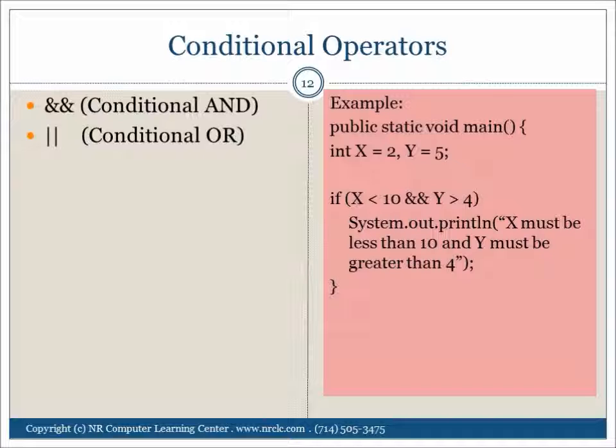You can also have conditional operators. One is a symbol for and the other is for or. What it does is evaluate if the left-hand side and the right-hand side are both true. Or is for one or the other being true.